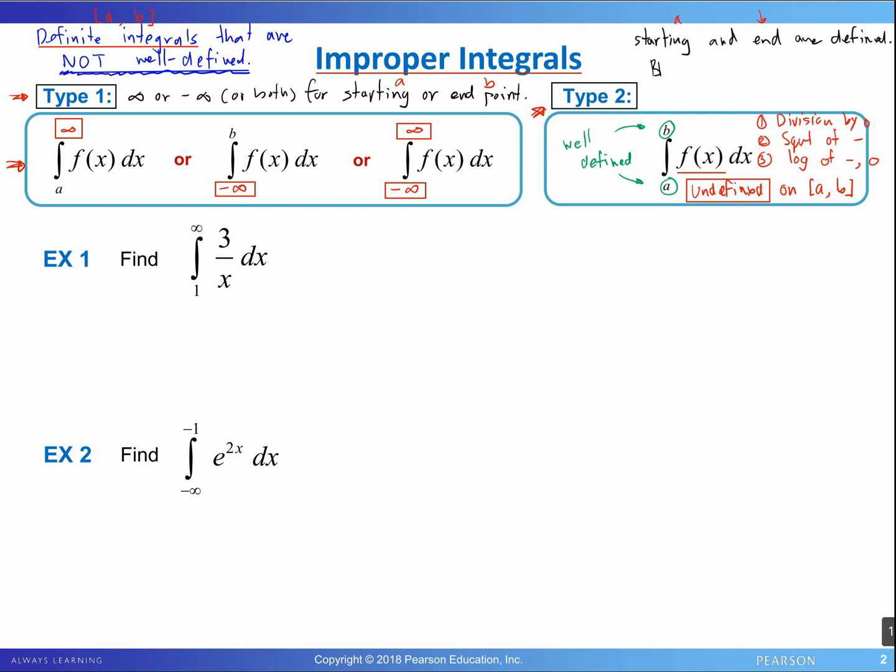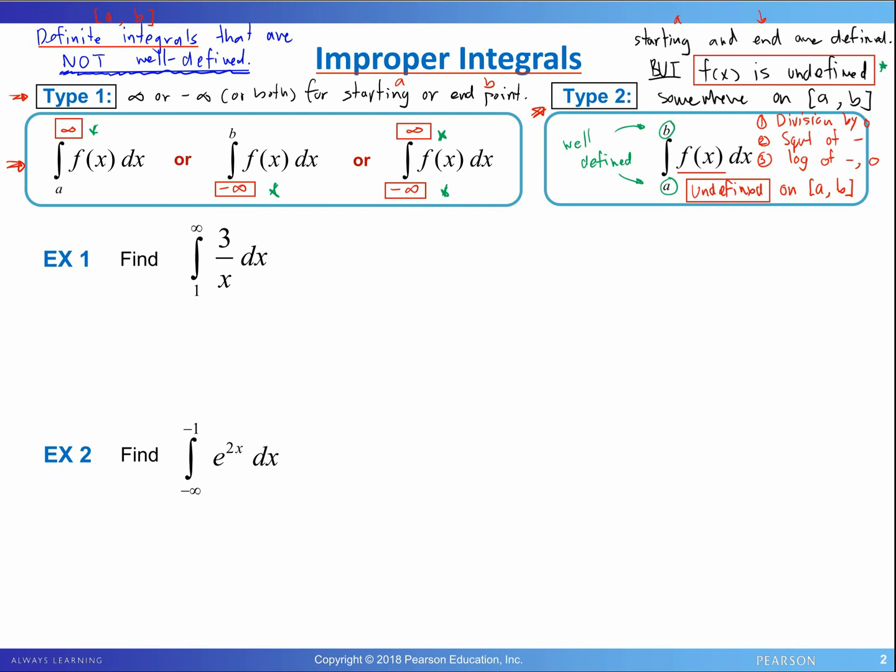But the function itself, f of x, is undefined somewhere on this interval A to B. And once again, this is the key for improper type 2. And now to conclude, type 1 improper is all about infinity at the starting point or the endpoint or both. And type 2 is all about the function becoming undefined at some point. As long as you know about this, you can tell which integral is regular and which is improper.